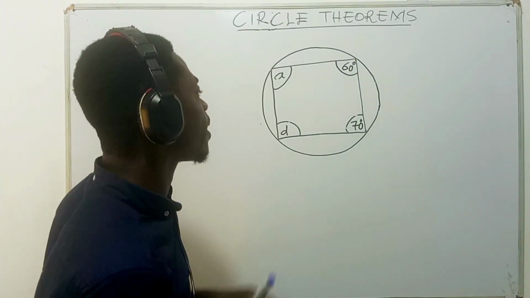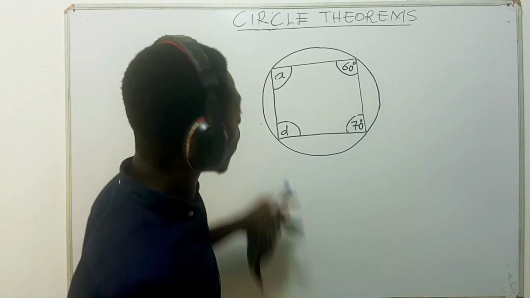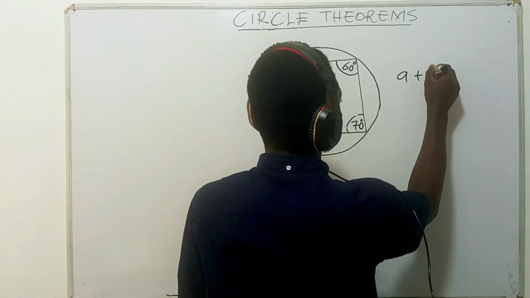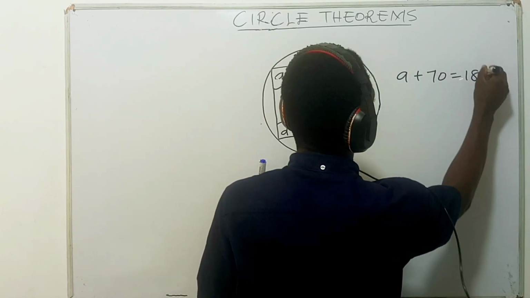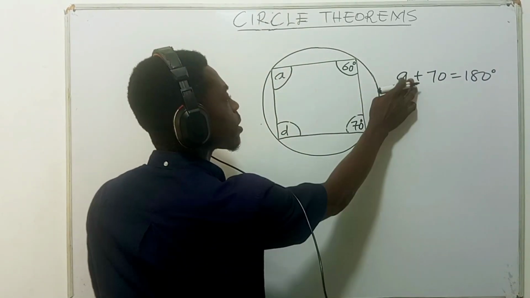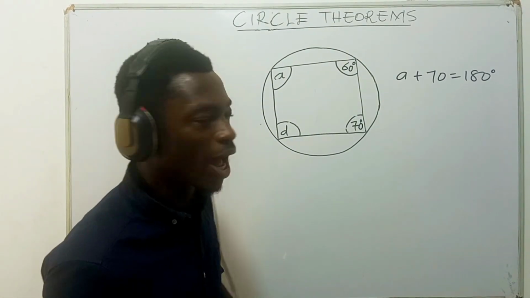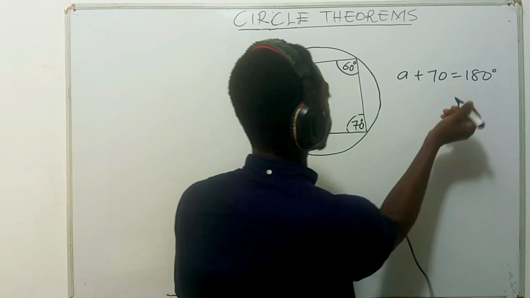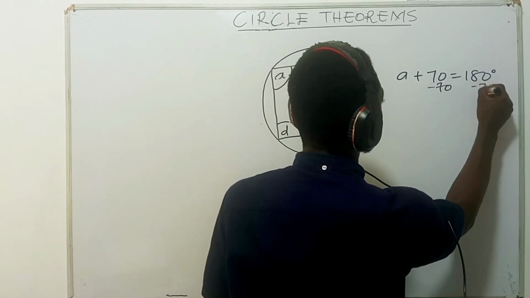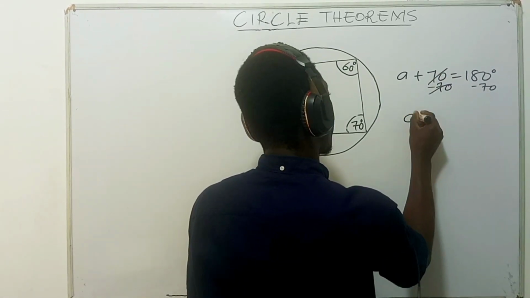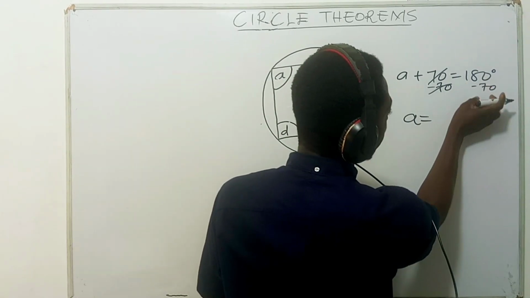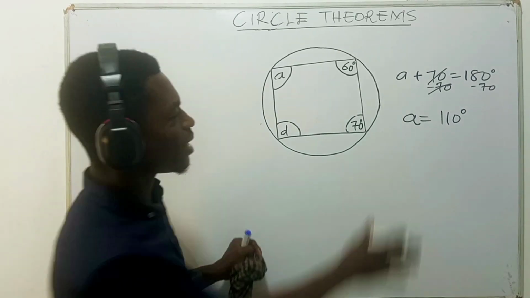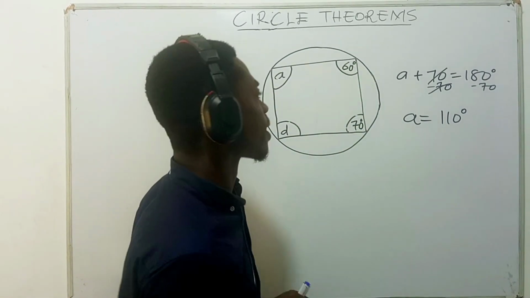We are to determine the values of A and D. So when we look at what we have right here, it means that A plus 70 degrees should give us 180 degrees. Why? Because the two angles are opposite to each other in this cyclic quadrilateral. So in this situation, we subtract 70 from both sides of the equal sign so that this and this will go. We have A equal to 180 minus 70, which gives us 110 degrees. As simple as that. Of course, this shape is not drawn to scale, all right? So let's understand it that way.